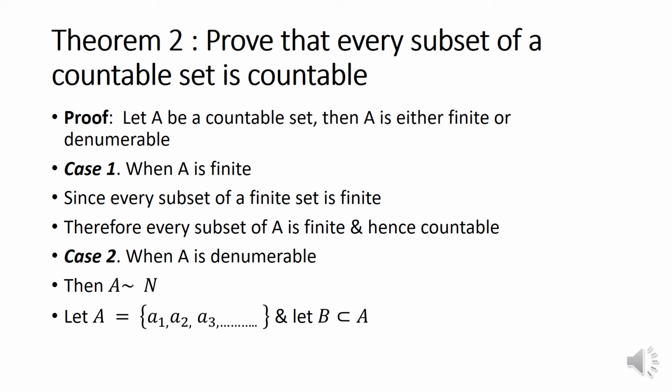In the second case, when A is denumerable, it means A is equivalent to the set of natural numbers N. Let us consider the set A equal to the elements a1, a2, a3, etc., and let B be a subset of A. We have to prove that B is a countable set. Here we have considered A as a countable set, and B, a subset of A, we have to prove that it is also a countable set.